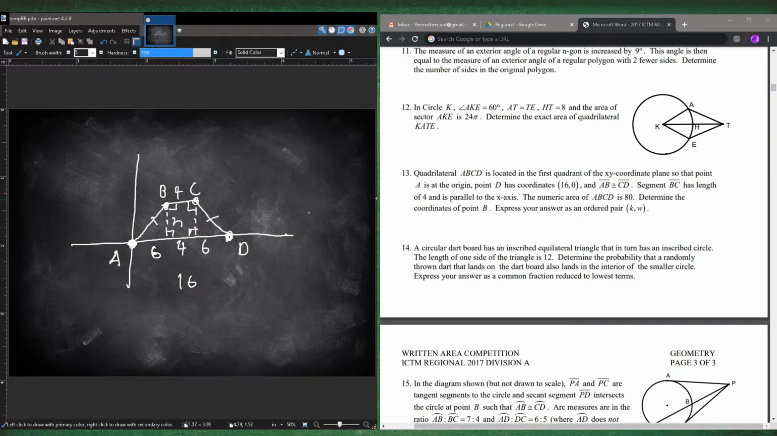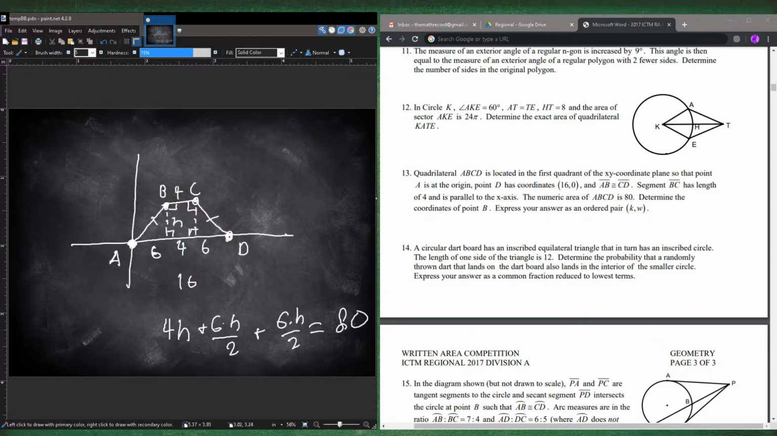So the height, we know that the area is 80. So 4 times the height is this portion of the rectangle. And now we gotta add both of these triangles, right? So 6 times h divided by 2 for this area, and then 6 times h divided by 2 for this area. And that entire area is equal to 80.